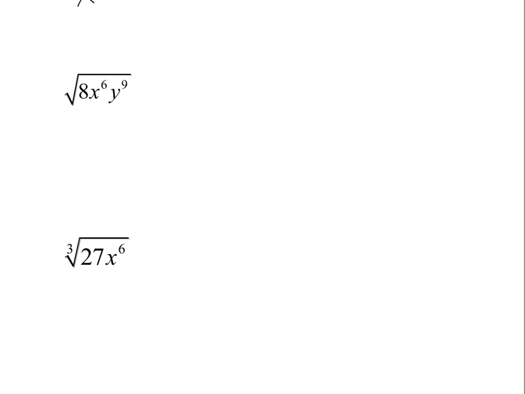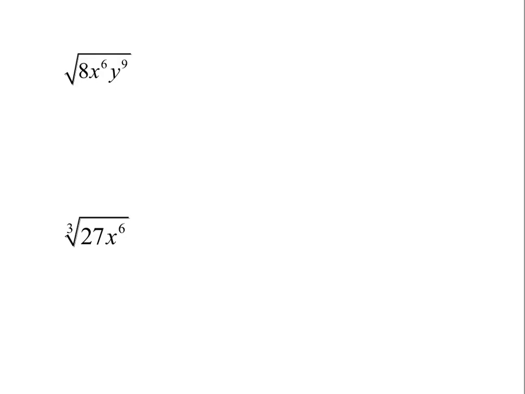Let's do another one that's got a number in it. So let's see, first I think I'll put everything inside in terms of perfect square factors. So 8, the biggest perfect square factor of 8 is 4. So that's going to be 4 times 2. X to the 6th, that's an even number, so I'm going to be able to take its square root. I'll just divide by 2. Y to the 9th, that's not even, so I'm going to have to turn that into y to the 8th with 1 y left over.